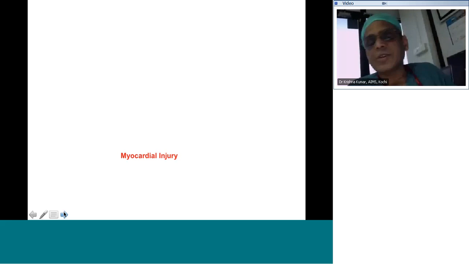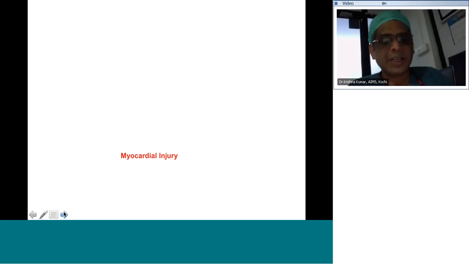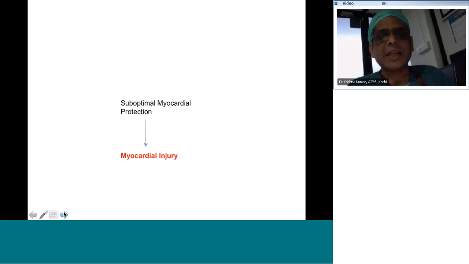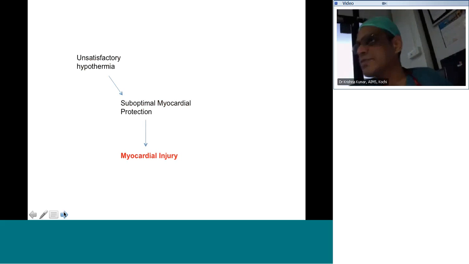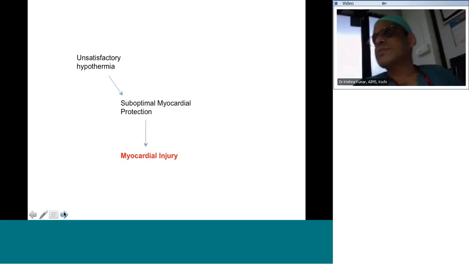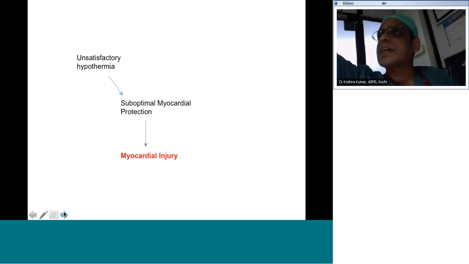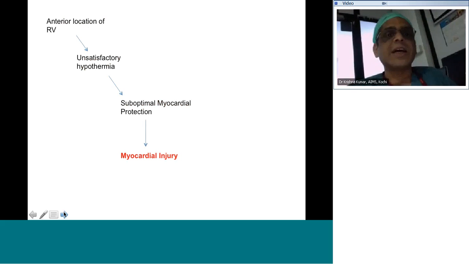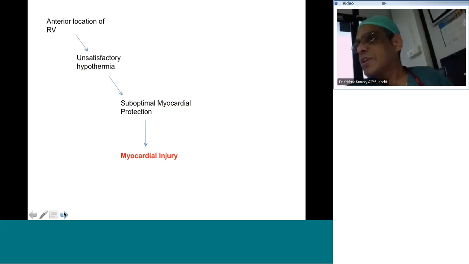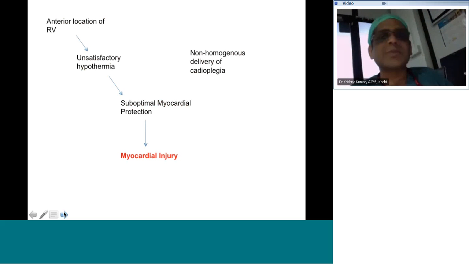I sort of put together based on what I've read in this paper and on a few other elements of understanding. Essentially, the bottom line is suboptimal myocardial protection, which can result from unsatisfactory hypothermia. And it's important to recognize that unlike the left ventricle, the right ventricle is very anterior. It is right under the surgeon's lights. So you can actually not get that much hypothermia in the right ventricle as compared to the left ventricle. The right ventricle is much more vulnerable to poor myocardial preservation.